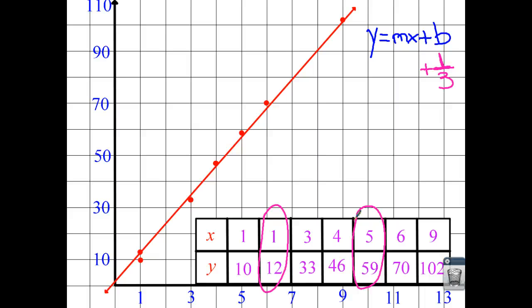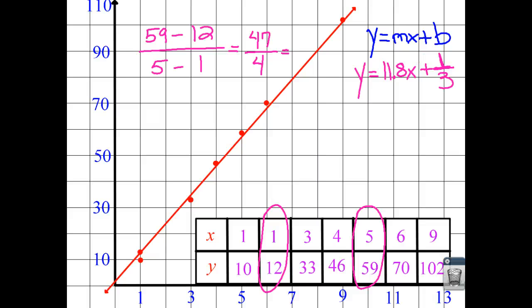So let's take the difference in our y values, 59 subtracted by 12, and we're going to take the difference of our x values, which is 5 and 1, and let's see what we get here. So 59 take away 12 is 47. 47 divided by 4. Well, that's a little less than what? So 4 goes into 48 12 times, so it's a little less than 12. So I'm going to estimate that. Again, it's my job to do my estimating, so I'm going to say it's about 11.8, 11 and 8/10 x plus 1/3.